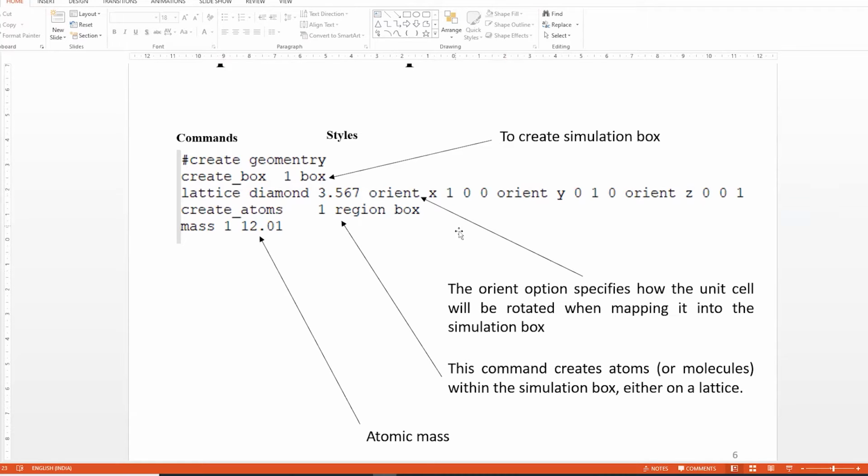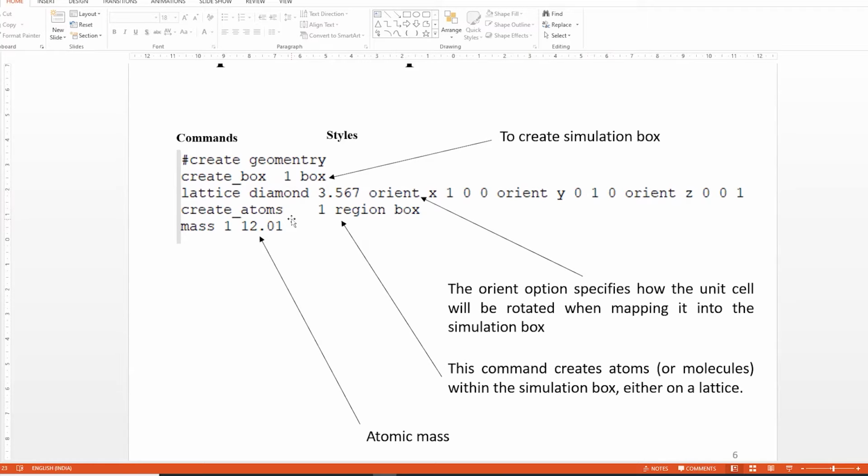So this specifies the orientation of your diamond lattice. So for x it is 100, in y it is 010, and in the z it is 001. So there is no orientation in any particular direction. So I am using this parameter.